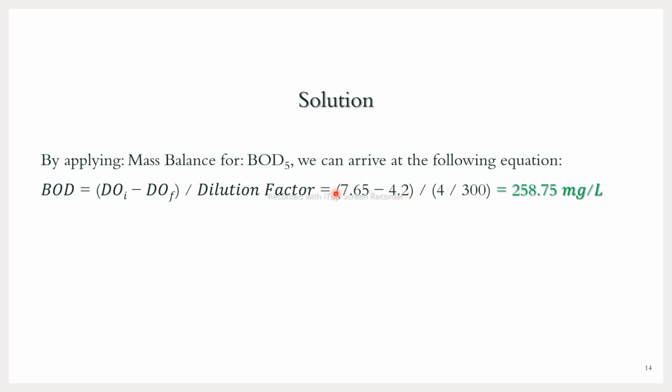So the unit of this is milligram per liter, and 300 is in liters. So we multiply this with this to get the milligram value, and then divide it again with the 4 ml sample to get that value in 4 ml. In this way, it became 258.75 milligram per liter, approximately 260.